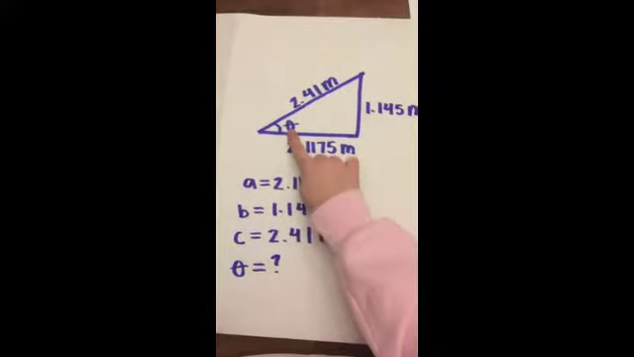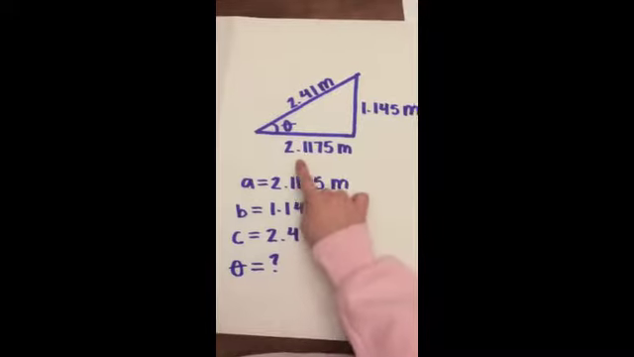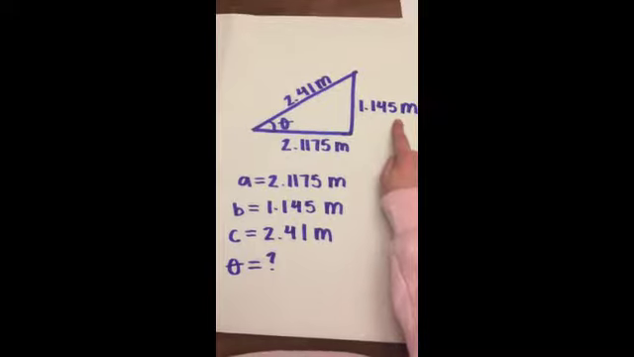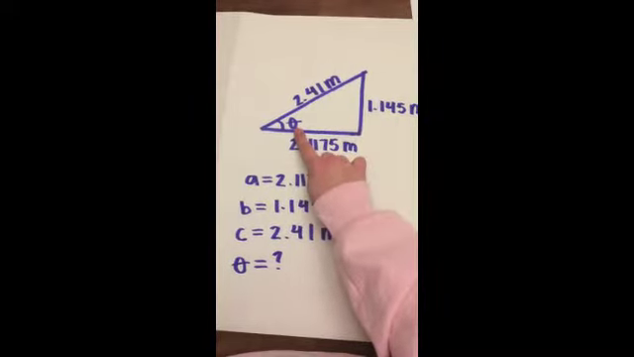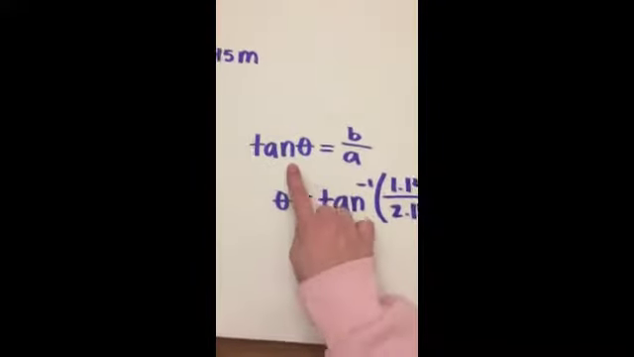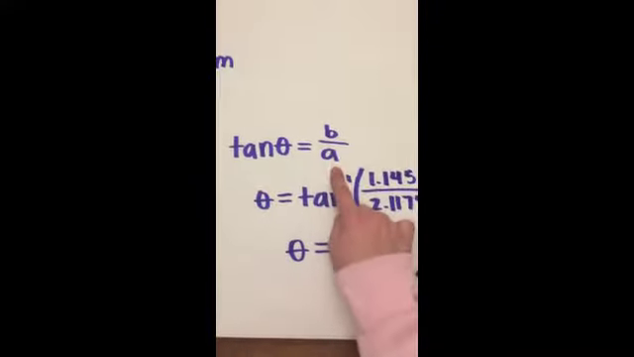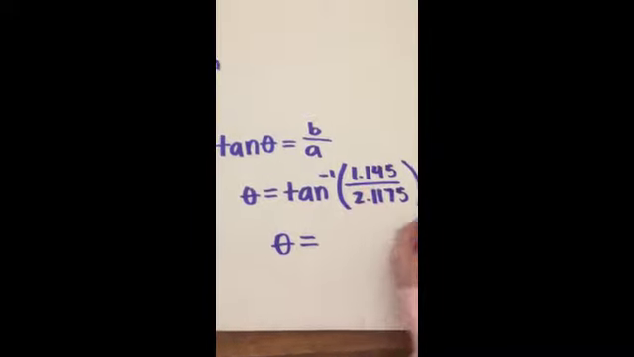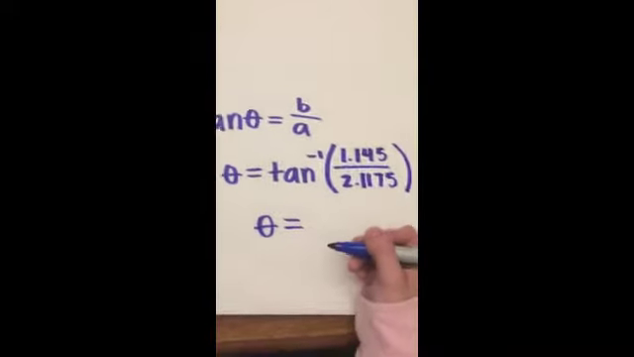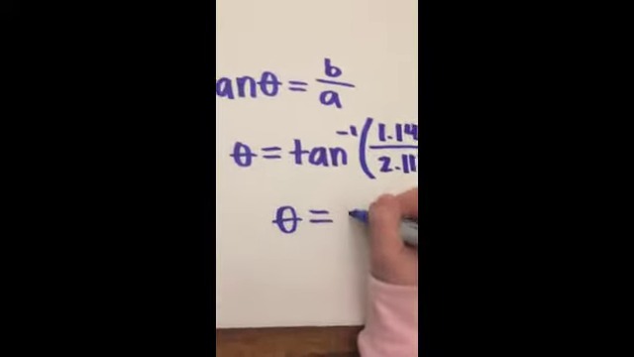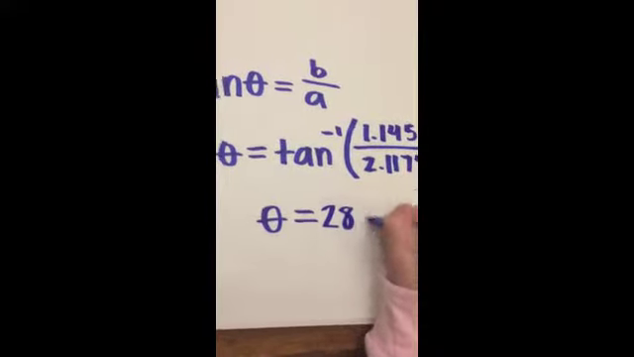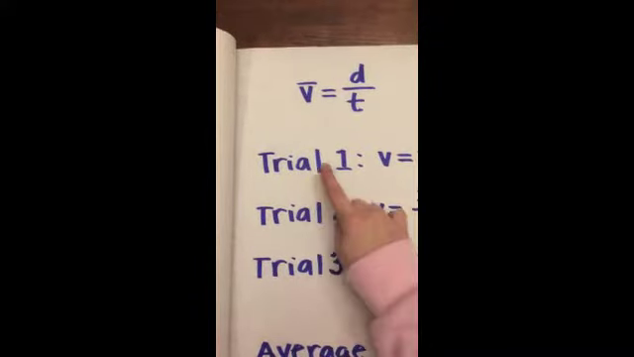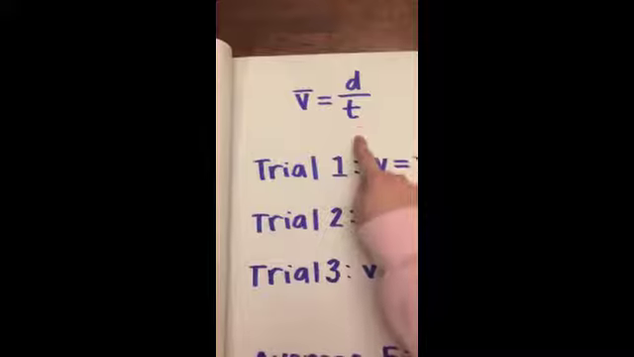We now have to find the angle of the slide. So once again, we know that A is 2.1175 and B is 1.145. To find the angle of the slide, we will use tangent, which equals B over A. Theta then equals the inverse tangent of 1.145 divided by 2.1175. And we find that our angle equals 28.4 degrees.